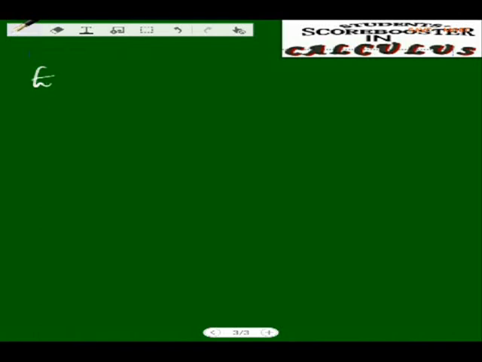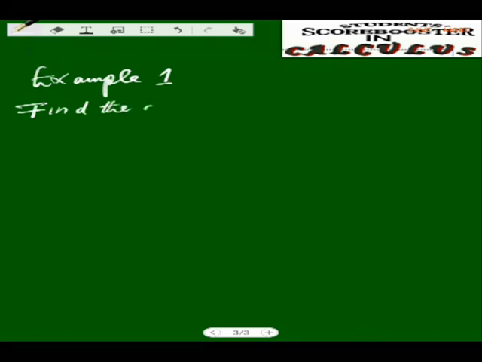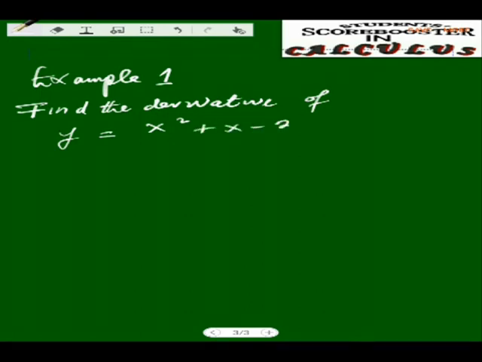So I will take example 1. Find the derivative of y is equals to x squared plus x minus 2 over x cubed plus 6.